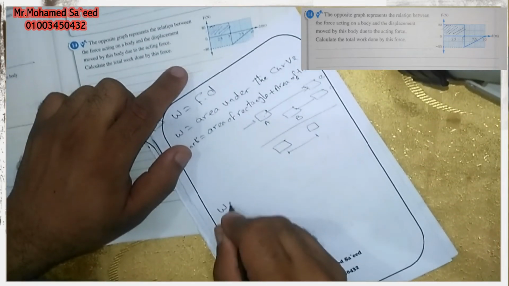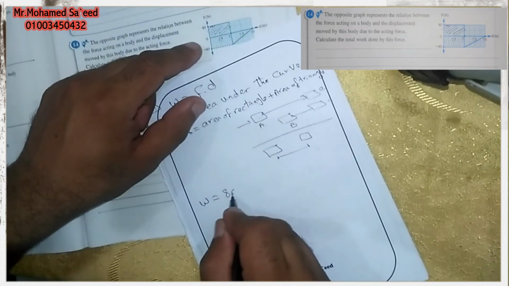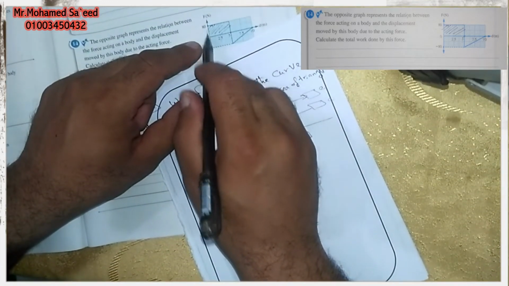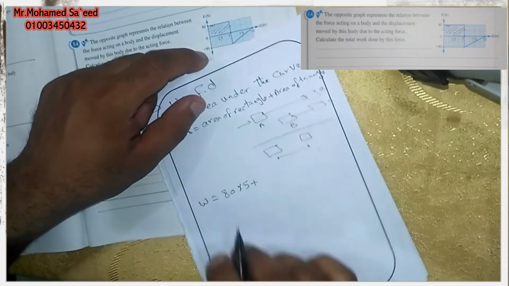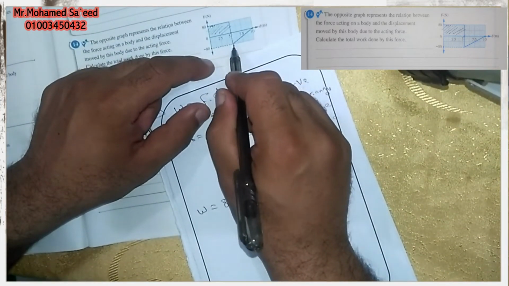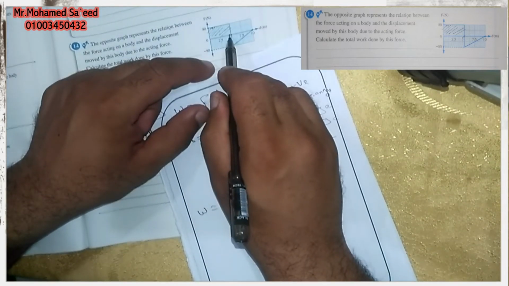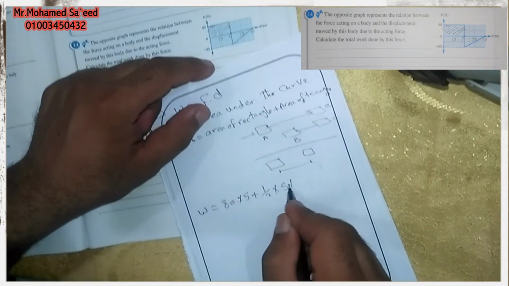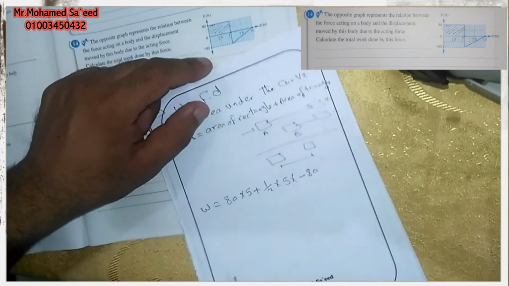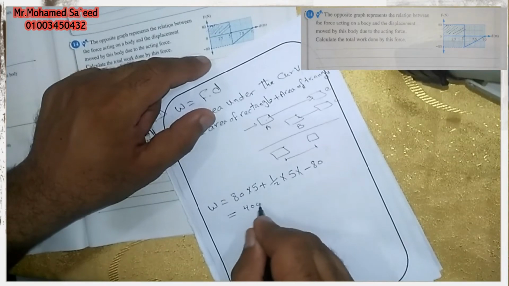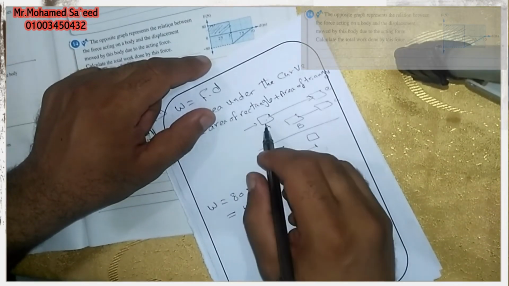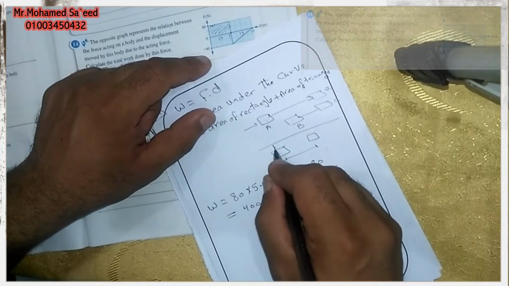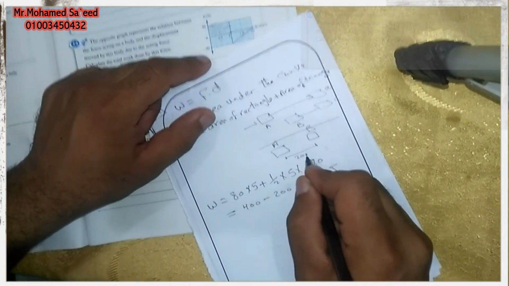So work equals the area under the curve. Force equals 80. Area of the rectangle, length times width, length equals 5, width equals 80, so 80 times 5, plus area of the triangle equals half base times height, half multiplied by the base from 5 to 10, 10 minus 5 equals 5, multiplied by height negative 80, equals 400 minus 200 equals 200 joules. So the total work to move the object from A finally to B equals 200 joules.